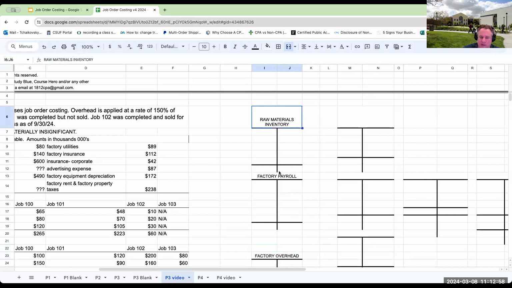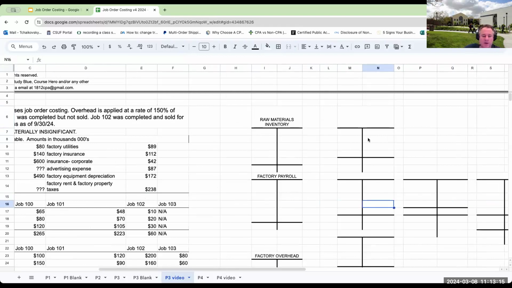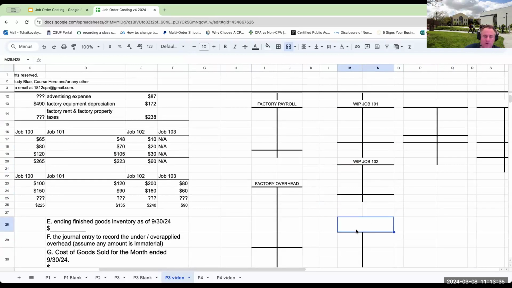As we're using our materials and putting them into production, instead of having one work in process account, we're going to keep track of each job we're working on. For this particular question, we have 4 jobs. This is going to be our work in process job 100, work in process job 101, work in process job 102, and work in process job 103.